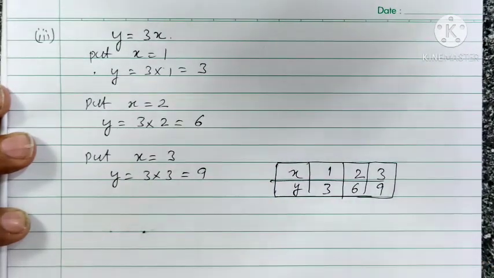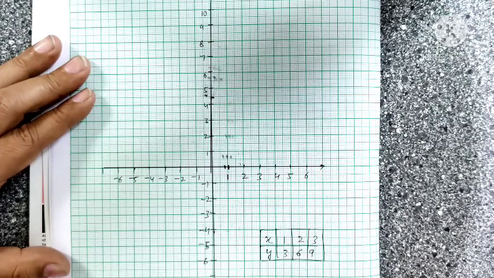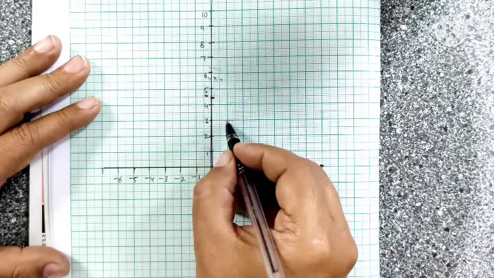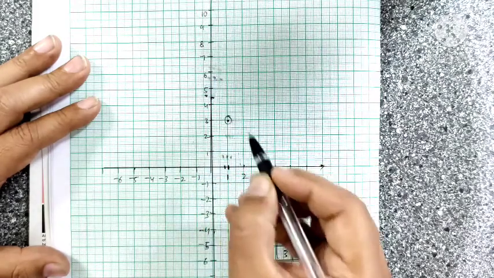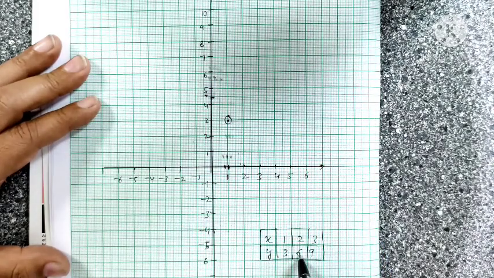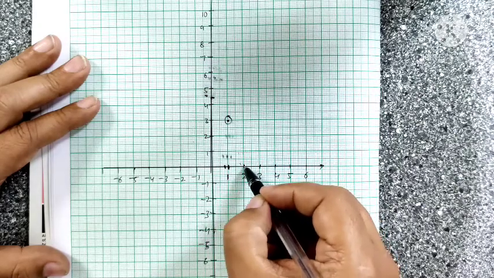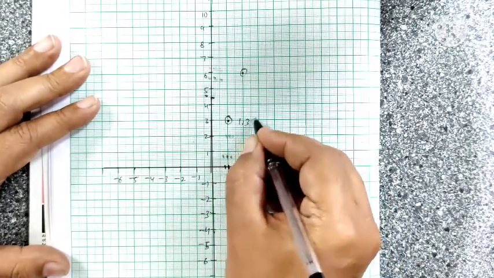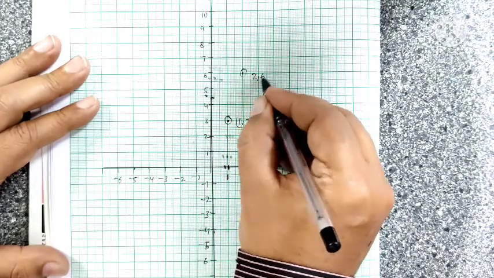Now let us plot these points on the graph. Now let us draw the graph of the linear equation y equals 3x. The first solution that we have received is (1, 3). So we'll plot (1, 3). This is the point (1, 3). Now the second point is (2, 6). This is (2, 6).